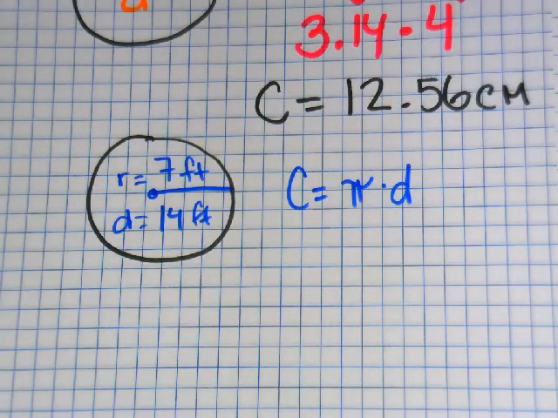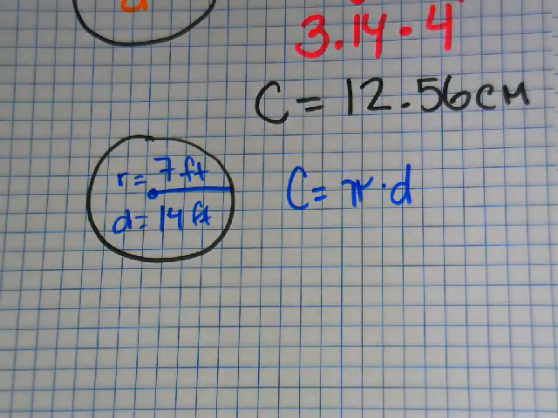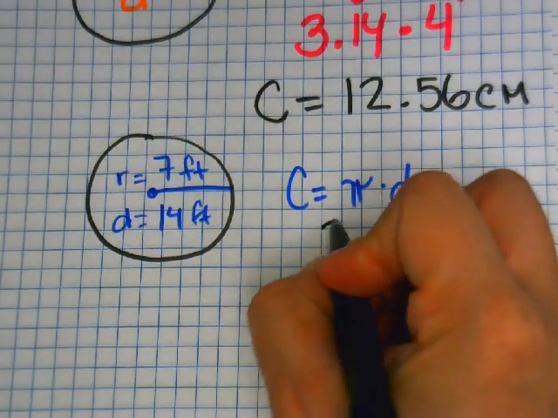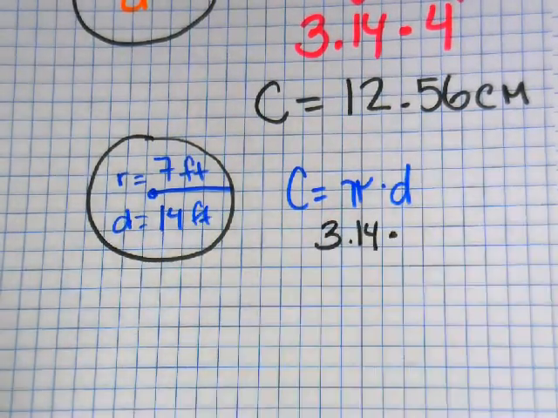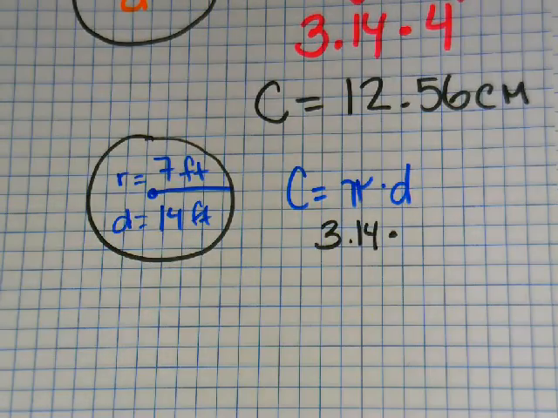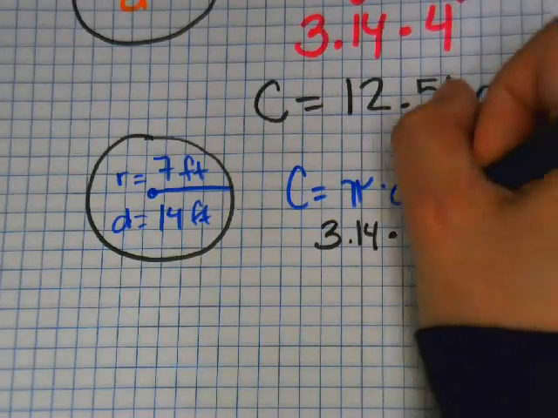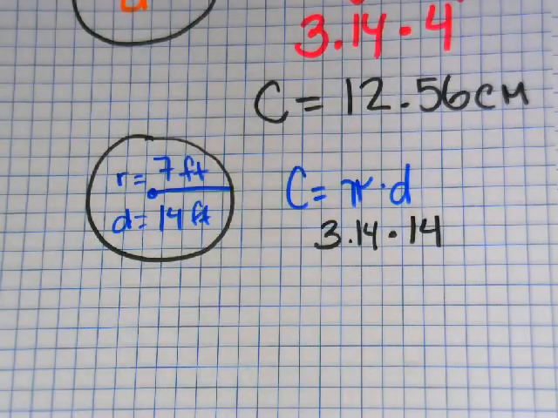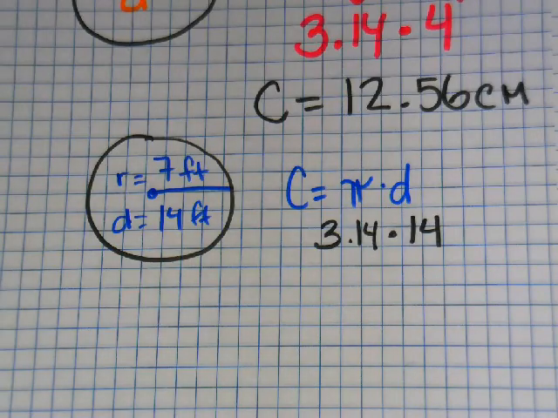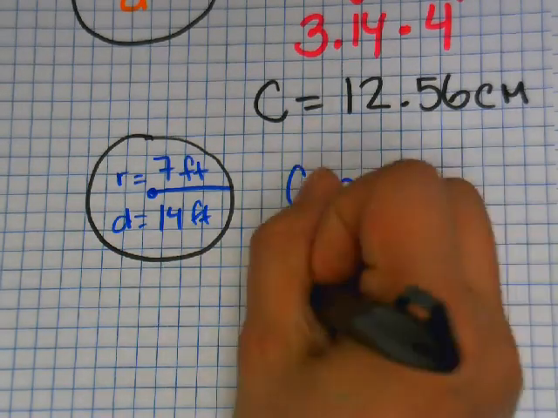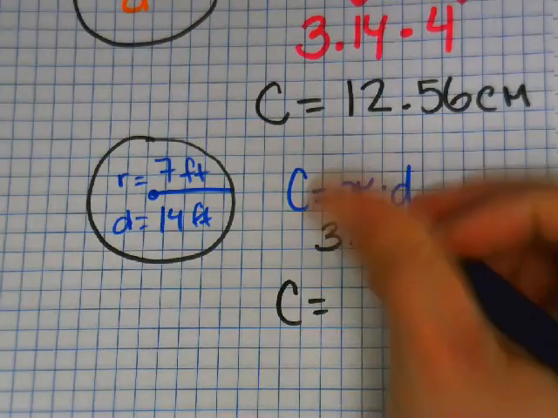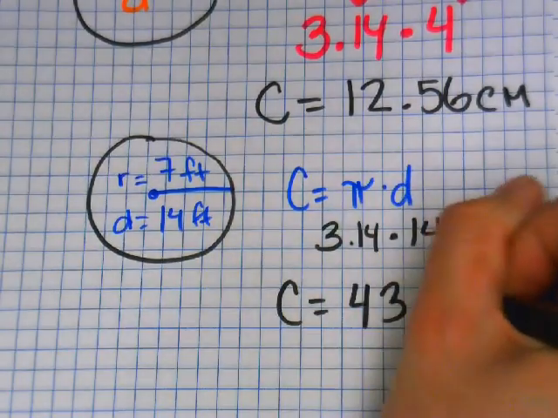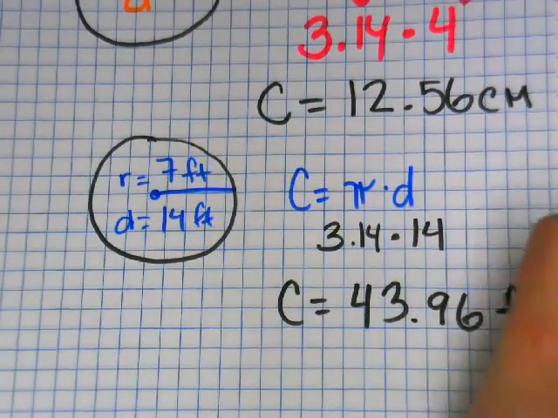So pi, for the 100th time, what is pi equal to? 3.14. Good. And then what is the diameter? 14. Good. So circumference is equal to 43.96 feet.